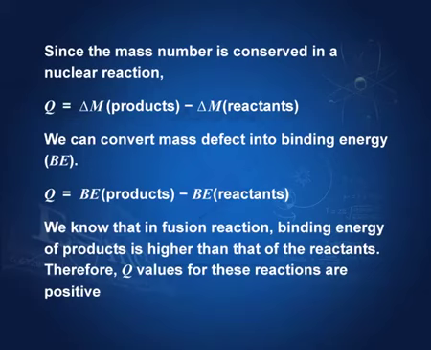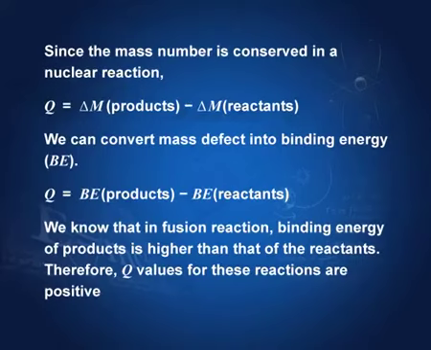Remember that the mass number A in any nuclear reaction is conserved. This is the mass number, the number of protons plus the number of neutrons. So that cancels, and therefore we get the Q value equal to the mass defect of the products minus the mass defect of the reactants. We can convert this into binding energy, and therefore Q is the binding energy of the products minus the binding energy of the reactants. All you need to do is multiply this by c squared, that is, convert mass into energy.